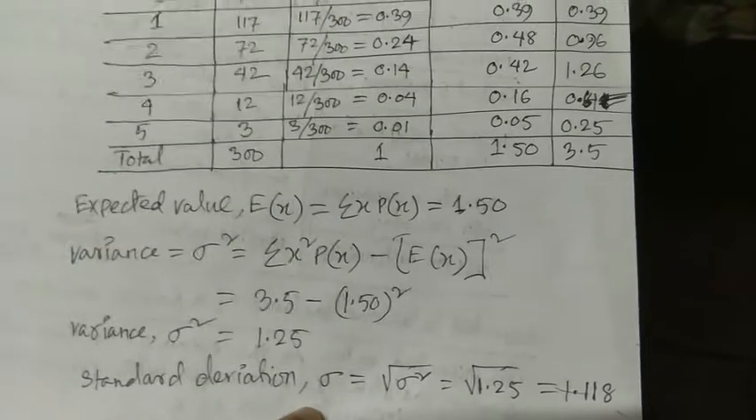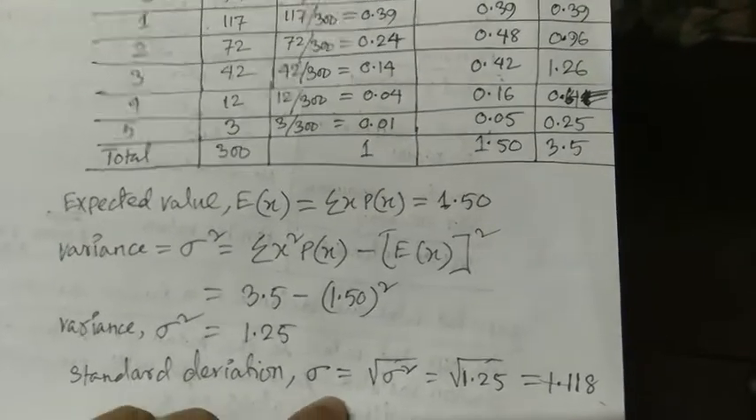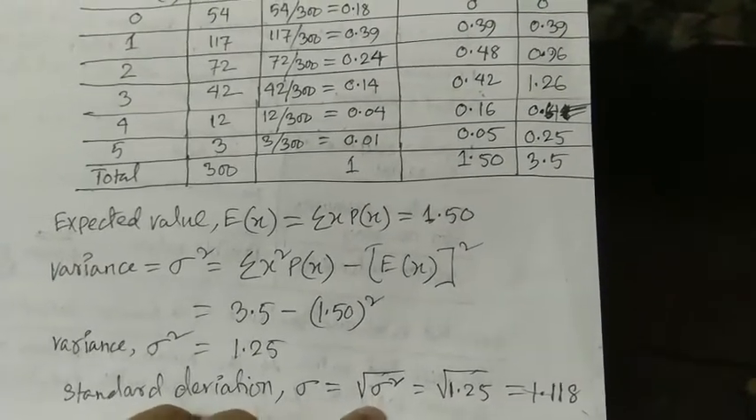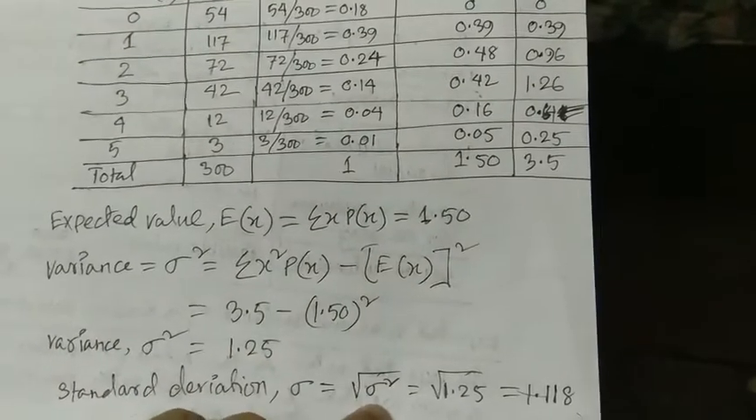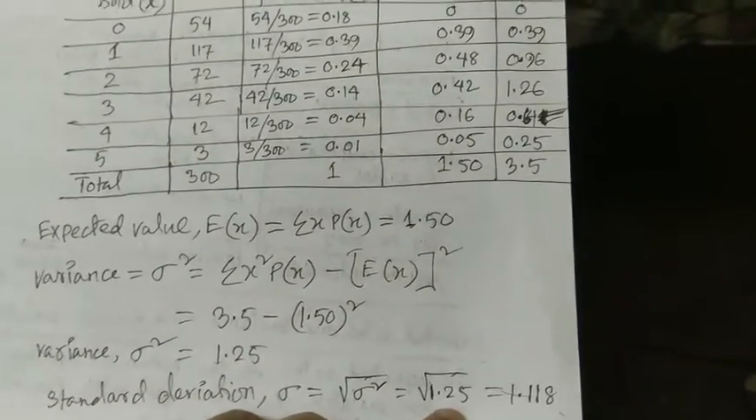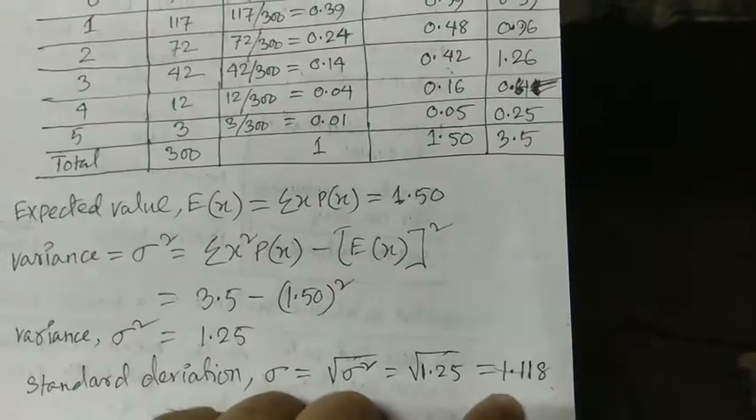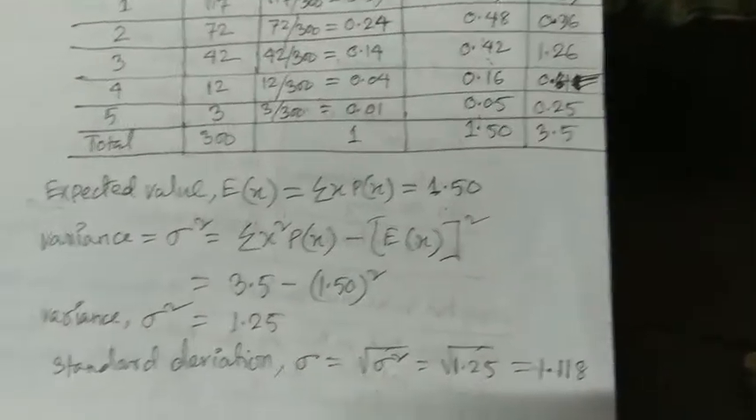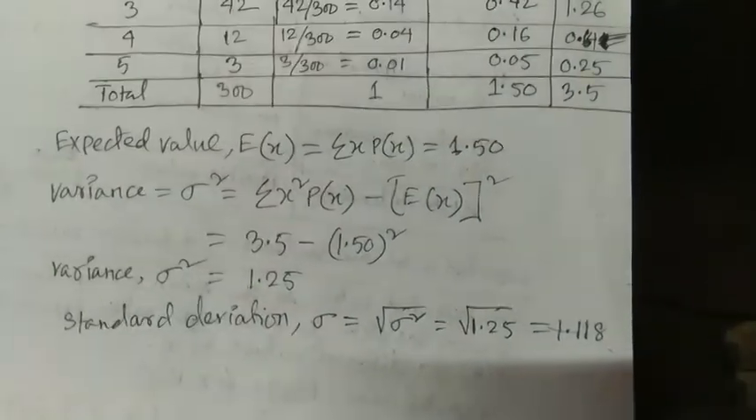Now standard deviation, you know it already. Standard deviation is root over variance. So root over sigma square, that is root over 1.25. That is 1.118. So that's the end of the probability chapter.